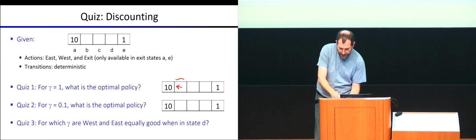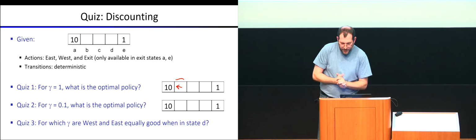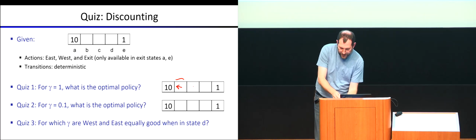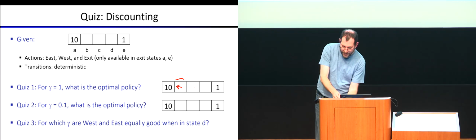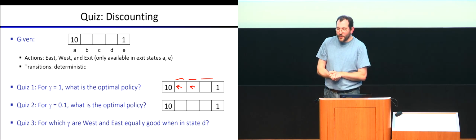I should go this way. All right. Now it starts to get tricky. What should I do in the center? I should go left. All right. Now, if gamma is 1, what should I do over here at D?